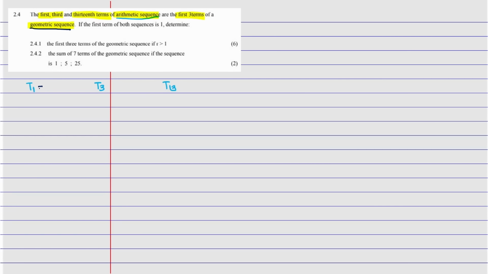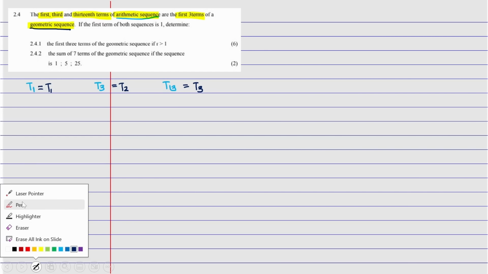So T1 is going to be equal to T1 because that's the first term of the geometric, and also T3 is going to be equal to T2 because that's the second term of the geometric. Then T13 is going to be equal to what? To T3. Hope that makes sense. Remember, the arithmetic is the light blue, and the geometric is the dark blue, right?